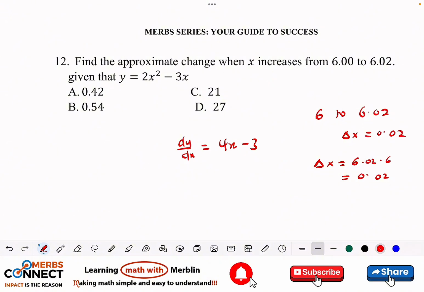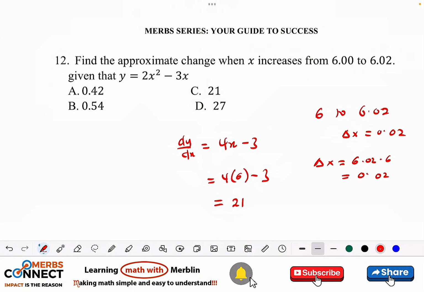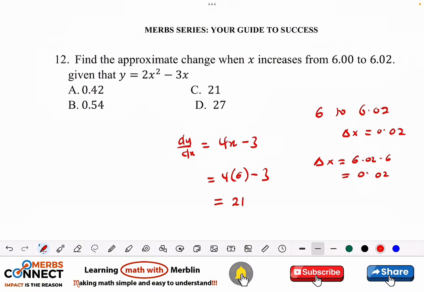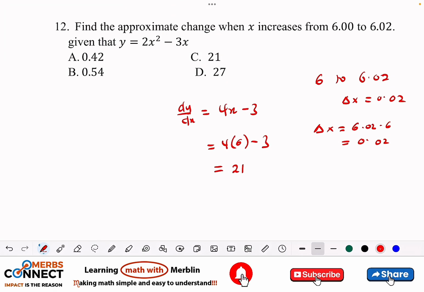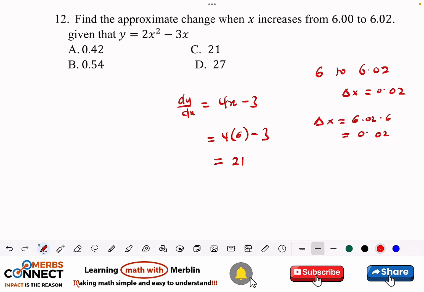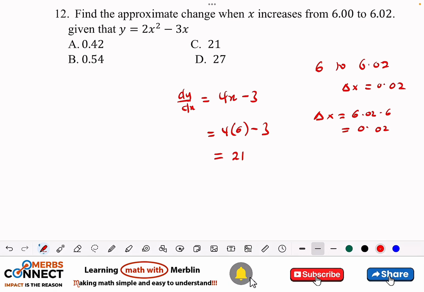So this is the change in x, right? Now, since we want to look at the small change, what we need to do here is put x equal to 6 inside. So this is going to be 4 times 6 minus 3, which is 24 minus 3, and this is going to give us 21. Is that right? 6 times 4 is 24, minus 3 is 21. Yes, of course.